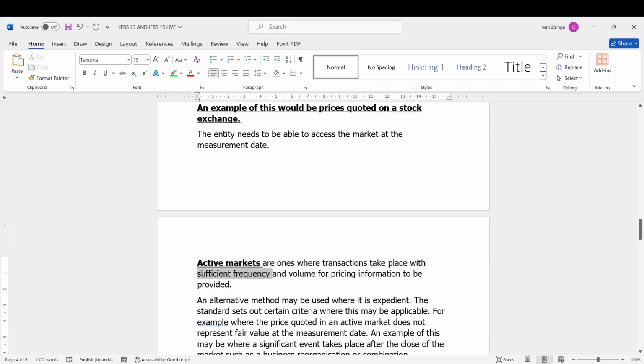So an active market is one where there are frequent transactions in huge volumes, and the information regarding the prices of the asset is readily available. That's why we said we are dealing with knowledgeable market participants.